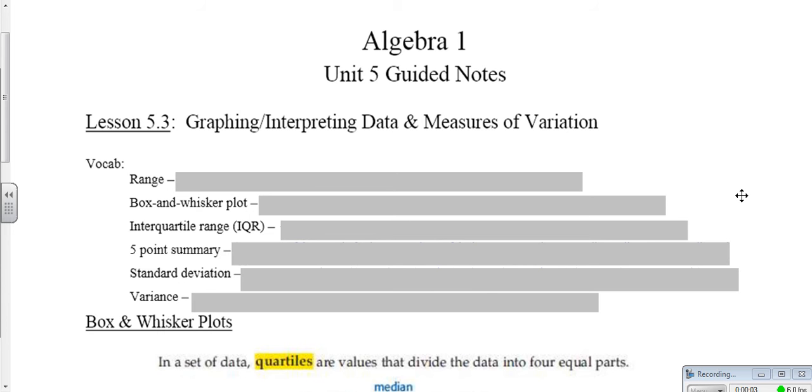Lesson 5.3, Graphing and Interpreting Data and Measures of Variation. Before, we talked about measures of center. Now we're going to talk about what's called the spread of the data and how far from the center things are.